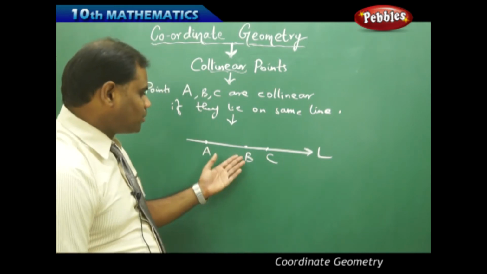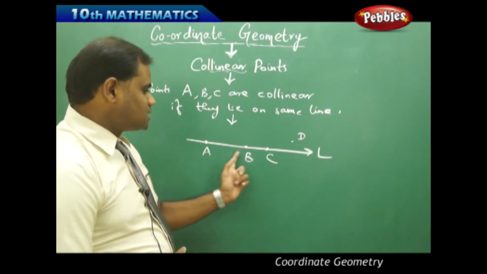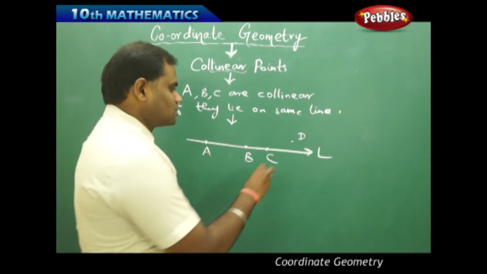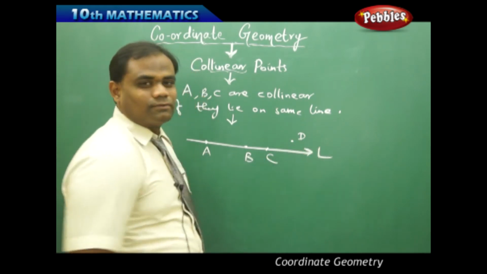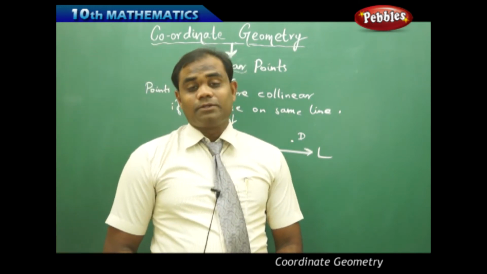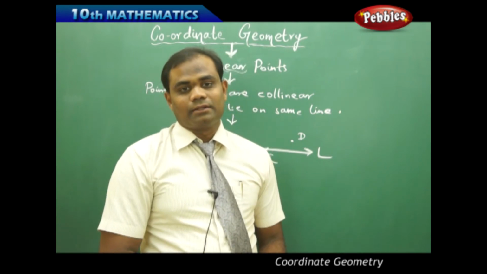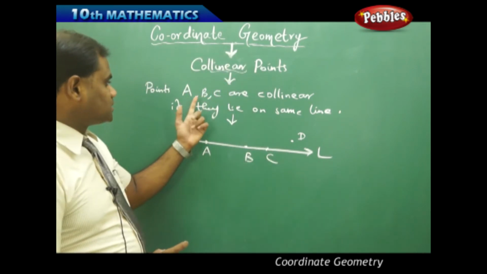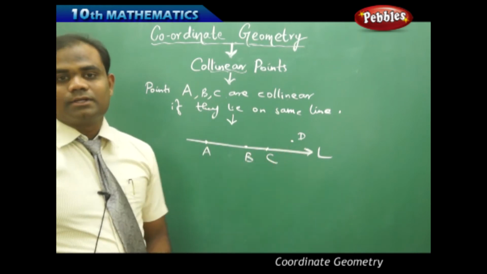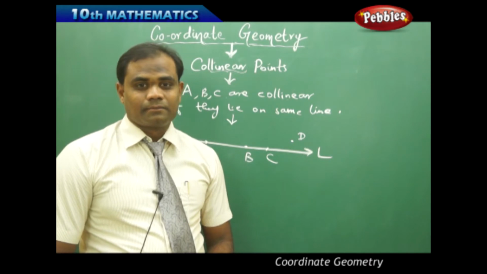If I have any other point D which is outside of the line, then A, B, C are collinear, but A, B, C, D are not collinear because D is outside of the line. For the points to be collinear, I need to have all the points on a fixed straight line. Therefore, for the points A, B, C to be collinear, all 3 must lie on the same line. This is how we understand collinearity.